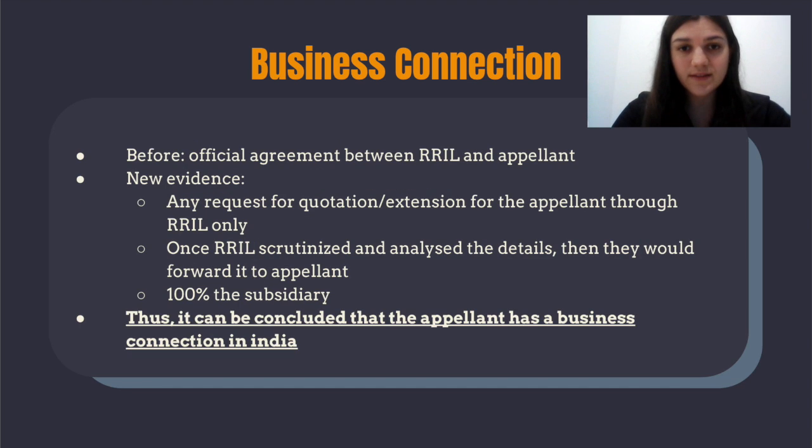Before the new evidence came to light, the court still concluded that there was a business connection in India. It was solely based on the official agreement between the appellant and the subsidiary. However, with the new evidence, this was solidified in their minds. Now, this is because any sort of quotation had to go through the subsidiary first, and then after the subsidiary checked it, go to the appellant in the UK. And that just shows that there definitely was a business connection between the appellant and India.